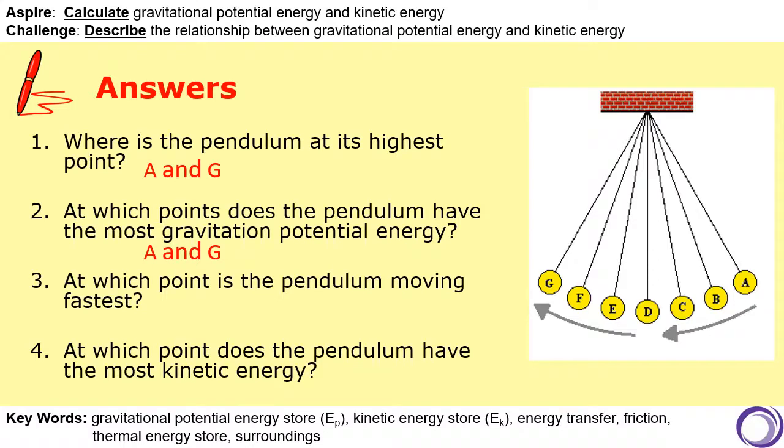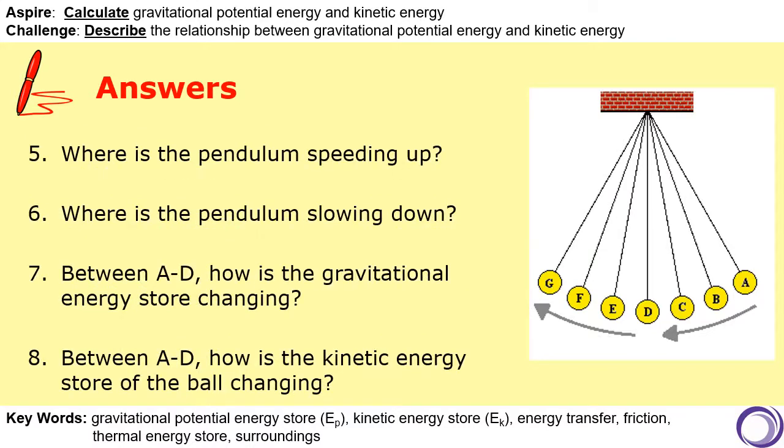Question 3, the pendulum was moving fastest at point D. And question 4, the pendulum has the most kinetic energy also at point D, because when it's moving fastest, it has most kinetic energy. Question 5, where is the pendulum speeding up? That was between A and D. So as the pendulum moves down, it starts to get faster. Where is the pendulum slowing down? That's as it moves from D to G.